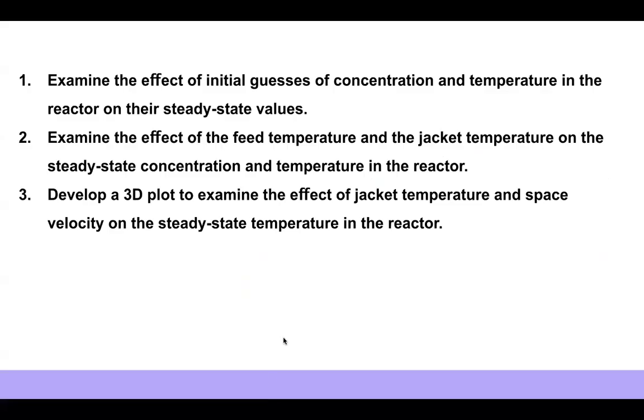Now going back to the third part of the problem, that is, develop a 3D plot to examine the effect of jacket temperature and space velocity on the steady state temperature in a reactor. In this we are not doing anything so different, but what we'll try to do is, we already have a code that we have written for the second part of the program. We'll try to see from that the effect of jacket temperature and space velocity, which is nothing but F by V, on the steady state temperature, that is the T of the reactor. Now, let's see that.